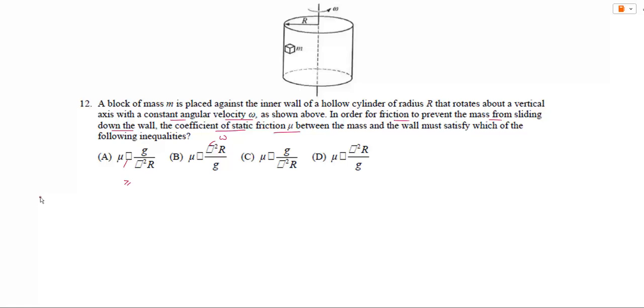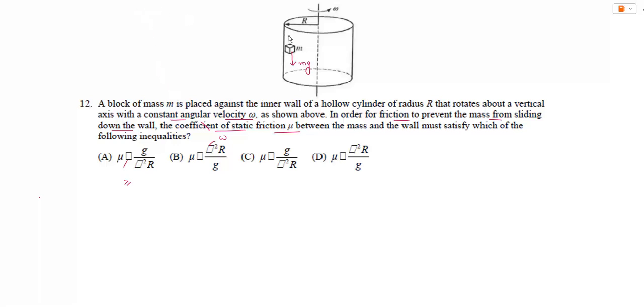The requirement is that we have to prevent the mass from sliding down the wall. Now, due to the weight of the block, definitely it will come down. But our requirement is that it must not come down. So how will it be in that particular position? How will this block be kept in that particular position?